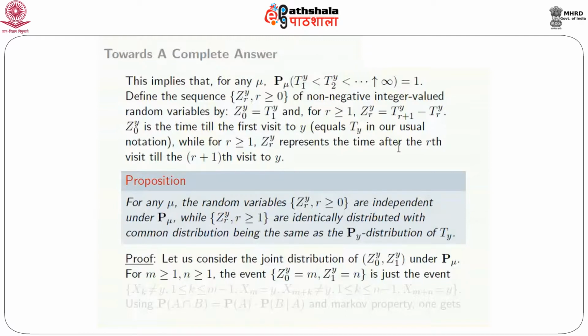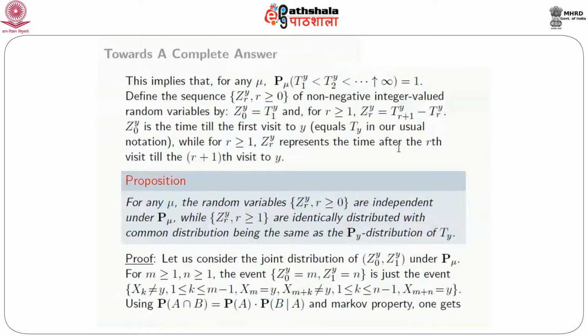What does this event mean for the Markov chain X_n? So what it means is precisely what is written there. That means for all k's up to m minus 1, X_k is not y. At time m, X_m is y. That reflects the fact that Z_0^y is m. And then after m, again, X_{m+k} is not y for k between 1 and n minus 1, but X_{m+n} is y. So that says that the gap between the second visit after the first visit is exactly n. So this event in terms of Z_0^y and Z_1^y taking values m and n has been completely written in terms of the Markov chain X_n.